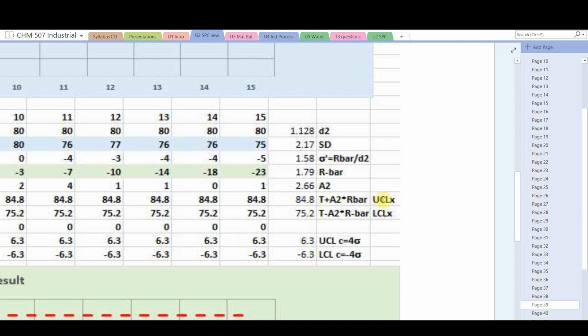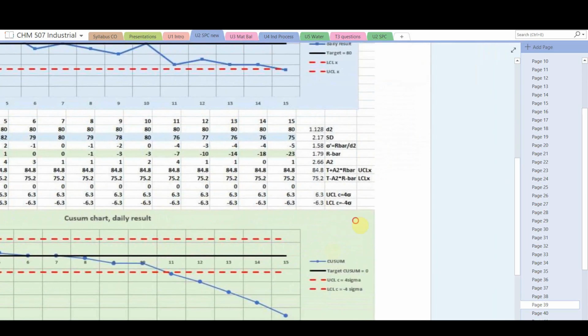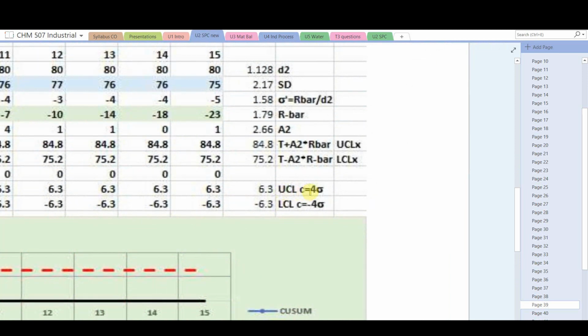And so our upper control limit on the individual's chart will be the target plus A2 R bar, 84.8. The lower control limit on the individual's chart will be the target minus A2 R bar, 75.2, done in the standard fashion. Take a look at the Qsum chart. The upper control limit is 4 sigma. And recall, sigma is calculated as R bar over d2. Lower control limit is minus 4 sigma.